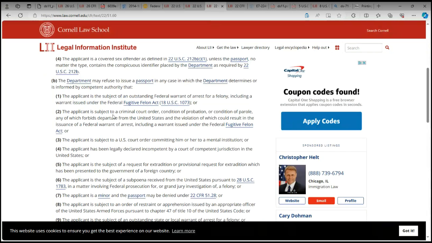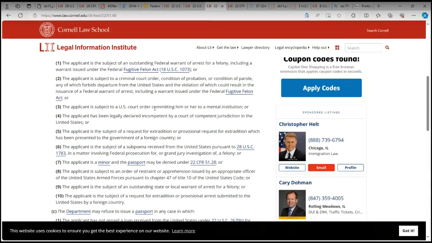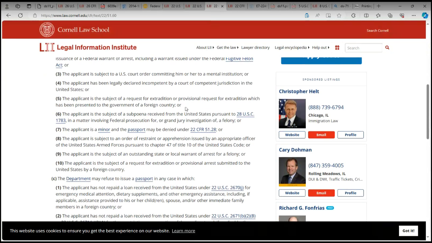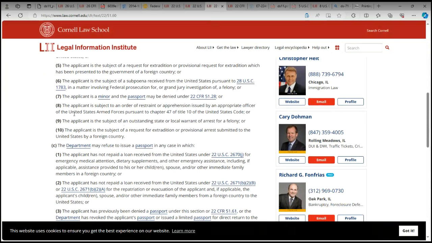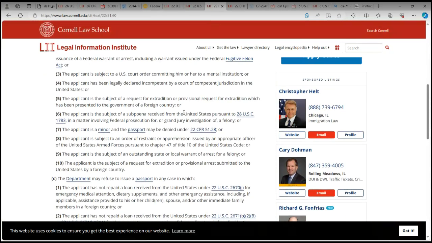The applicant is subject to a criminal court order. The applicant is subject to a U.S. court order committing him or her to a mental institution, blah, blah, blah, right? I'm not going to read all these. Subpoena, minor. Applicant is a minor. He could be denied. Applicant is subject to an order of restraint. Applicant is subject to outstanding state or local warrant or arrest. The applicant is subject to request of extradition. Where's the number at?